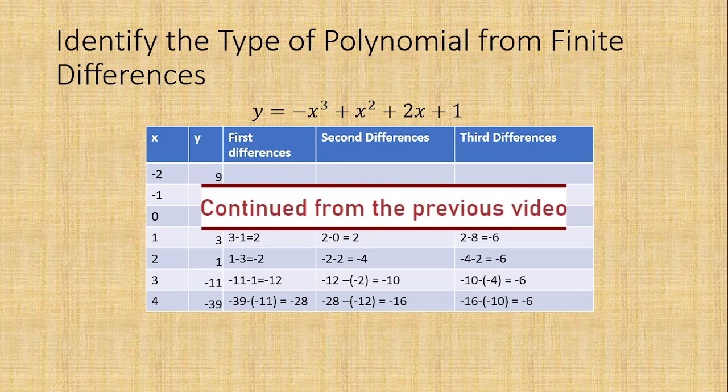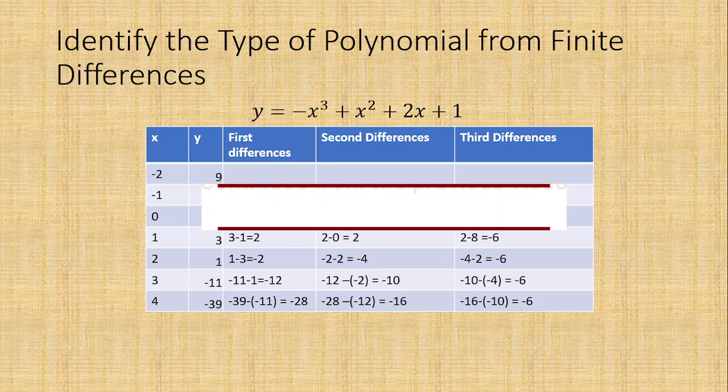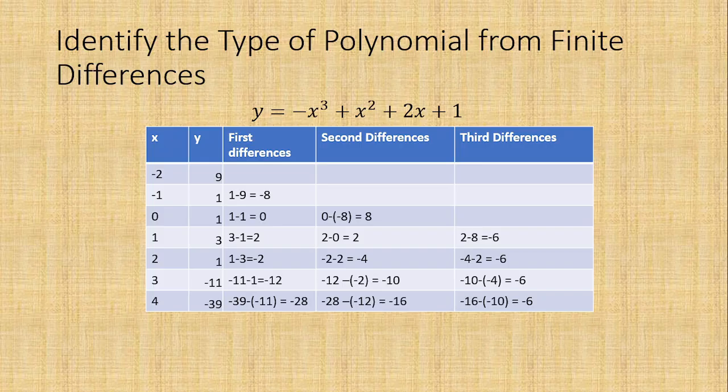Here we have another polynomial, which is y equals minus x cubed plus x squared plus 2x plus 1. Now, here also we'll start by finding out the first difference. How do we find out the first difference?